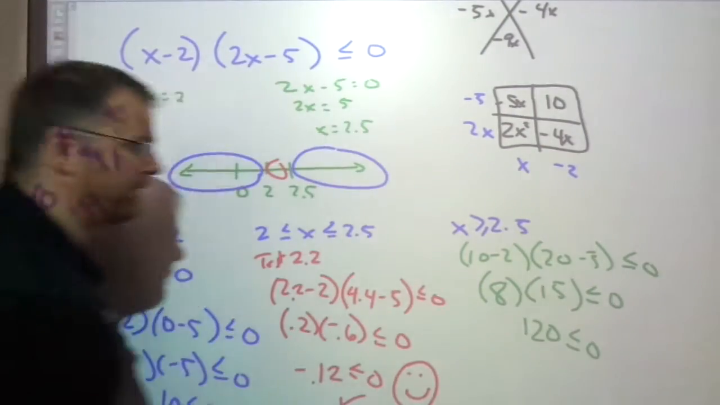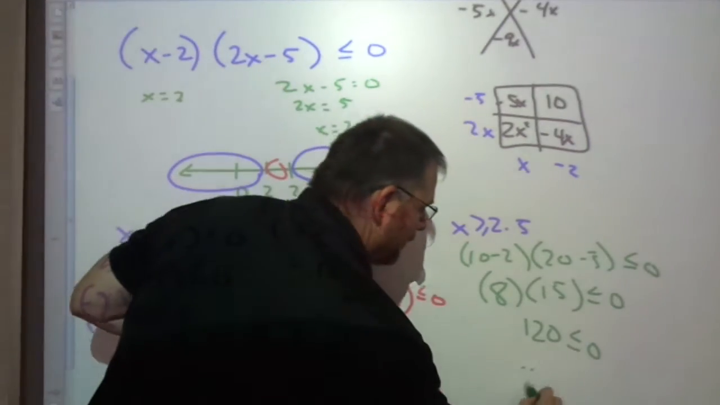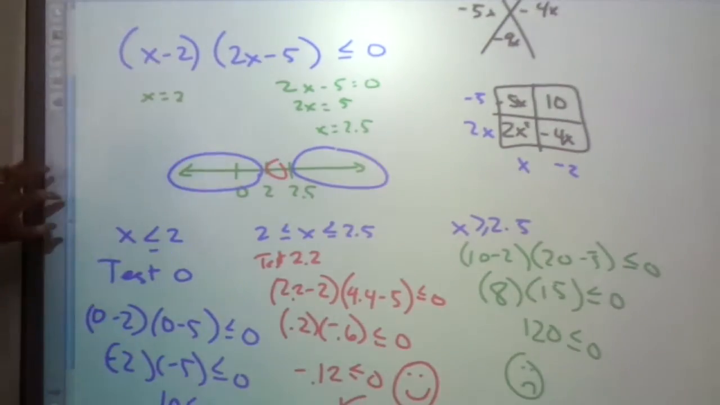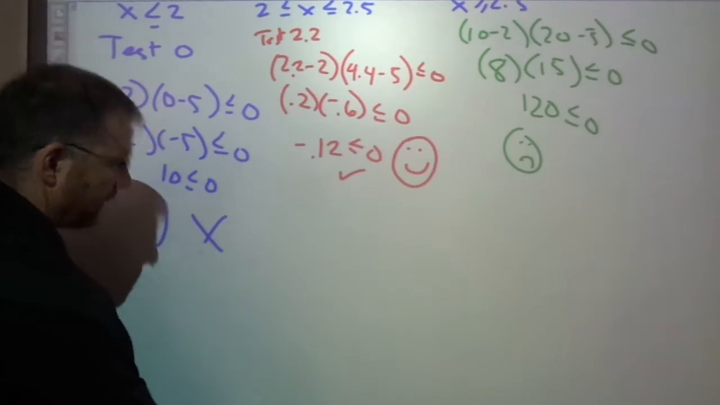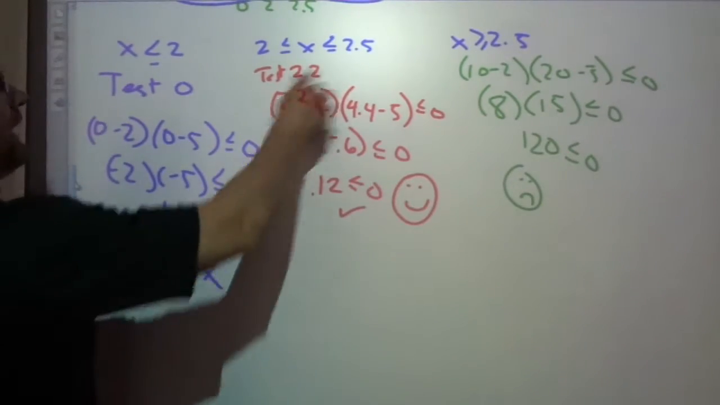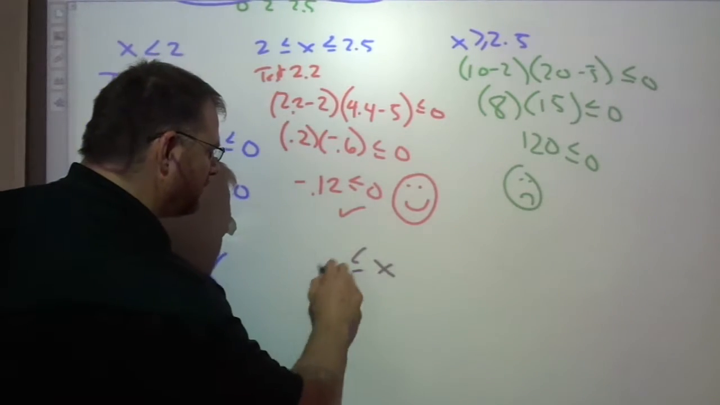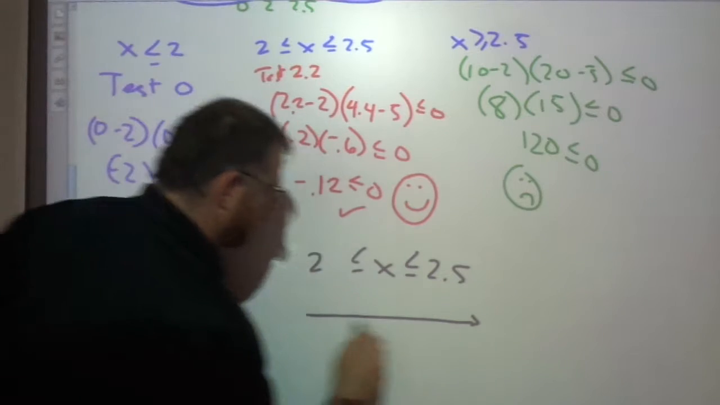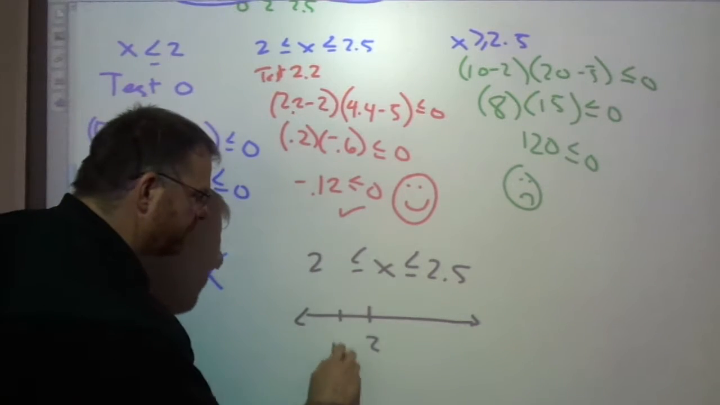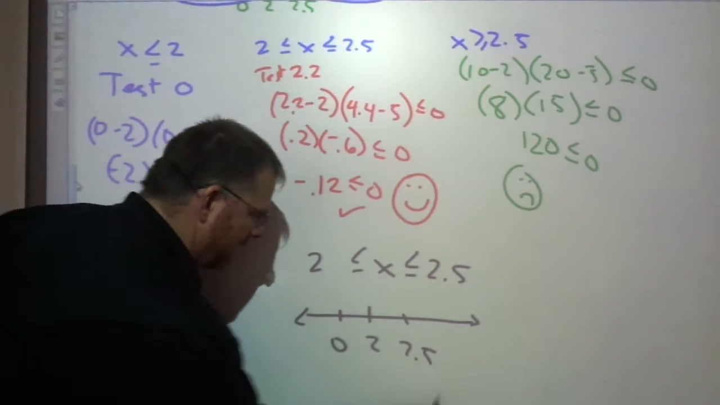Is that less than or equal to 0? No, it is not. So the regions where it works, the only place it works is right here. So I write my answer to say the values that x can be are between 2 and 2.5. And then I put that on my number line. Here's 2, here was 0, here was 2.5.